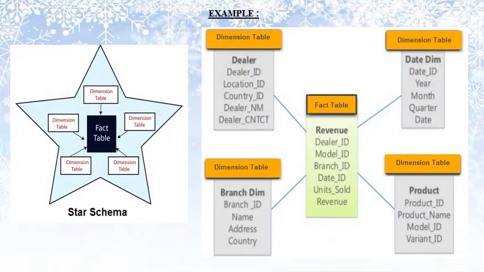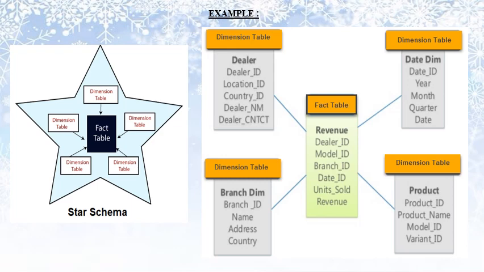This is the main diagram for star schema. In the center, we have a fact table. From that fact table, we have a lot of dimension tables. We can move into the example. In the fact table, we have revenue as the name. From that revenue, we have dimension tables: dealer ID, date dimension, branch dimension, and product. This is all about star schema.